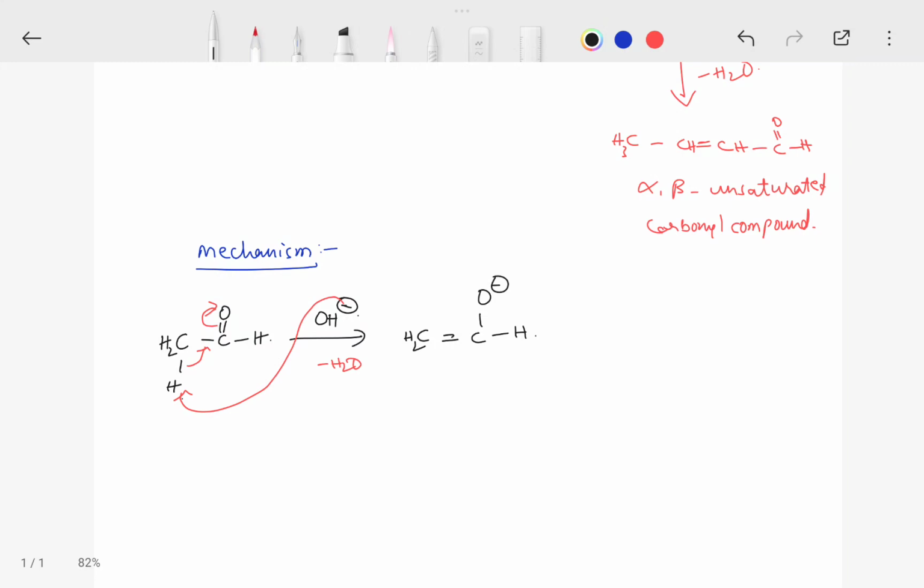After formation of the enolate ion, one more acetaldehyde is present in the reaction. If we write one more acetaldehyde, CH3 C double bond O H, then what will it do? Again this minus charge will move here, and then this carbon will attack this carbon. Here this carbon is attacking as an electrophile.